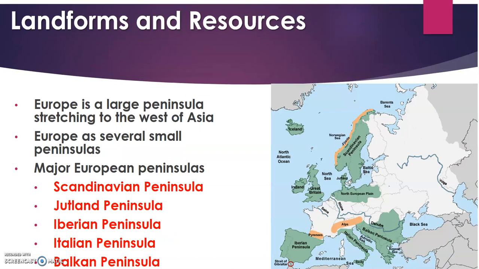So when talking about the landforms and resources, you guys can see on this map that Europe is a large peninsula stretching to the west of Asia. Europe has a lot of peninsulas, and the major peninsulas are the ones listed right here. The most well-known peninsula is the Italian peninsula, which is right here.